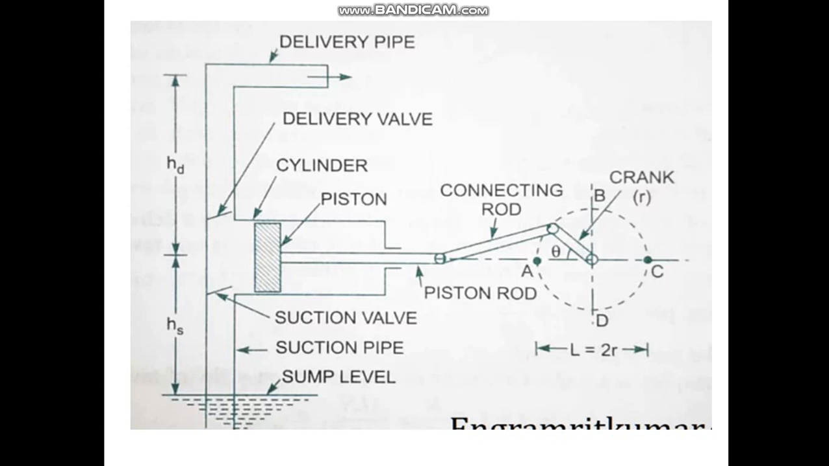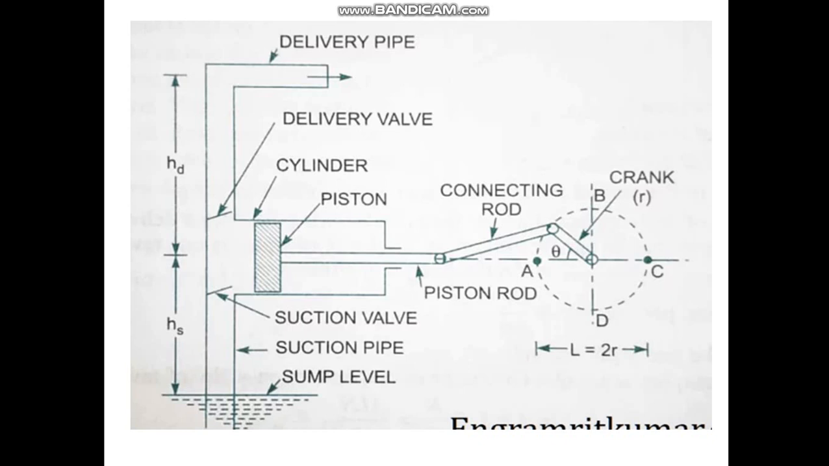Then it moves from right to left. By that, a thrust is exerted on the trapped water. The pressure increases. By that, the suction valve closes and the delivery valve opens, and the water which is inside the cylinder is delivered through the delivery pipe. So the suction valve and delivery valve are one-way valves.